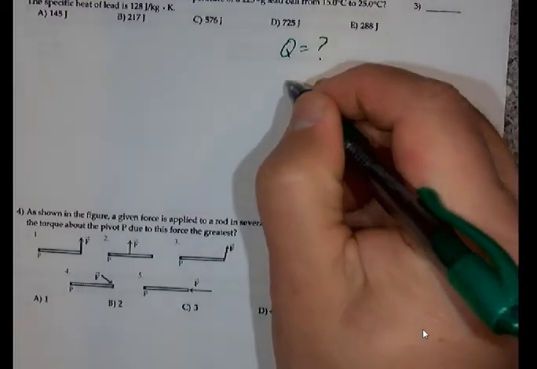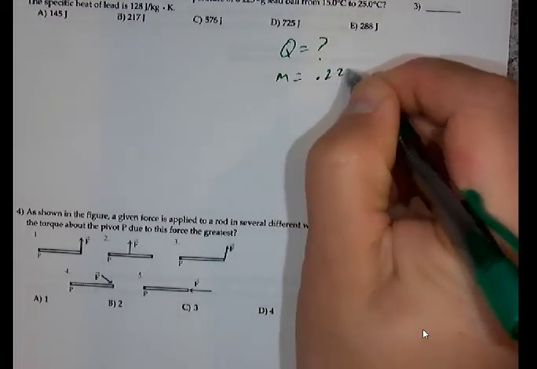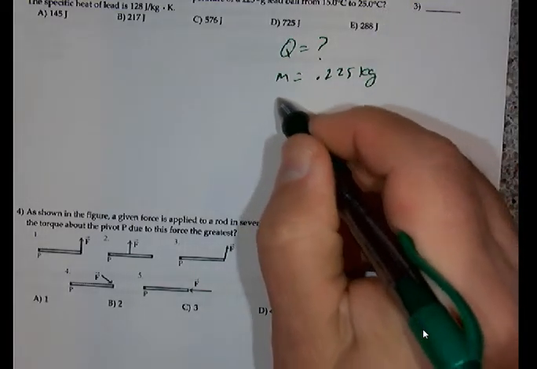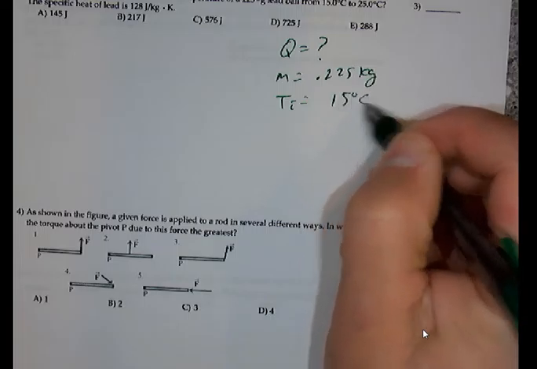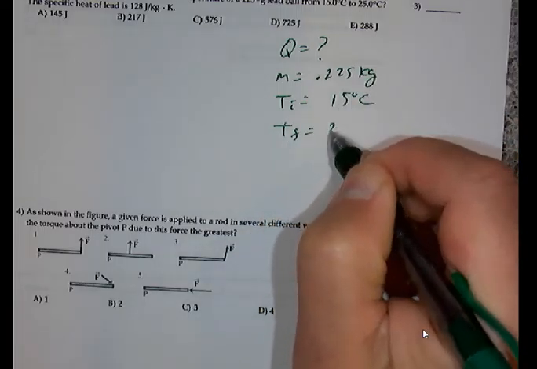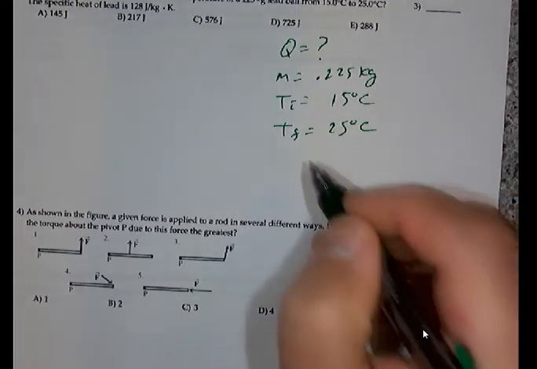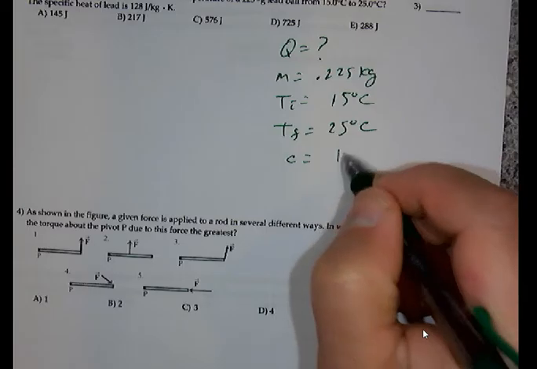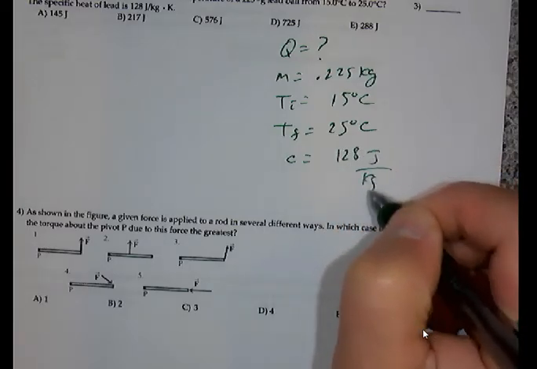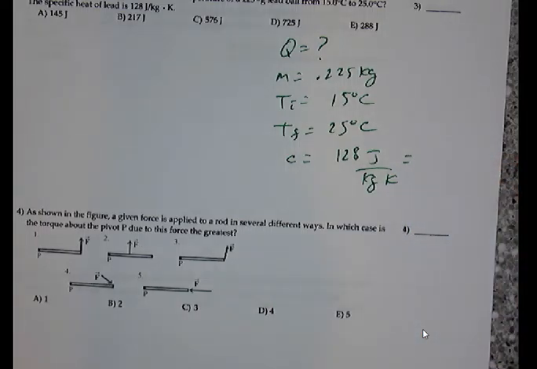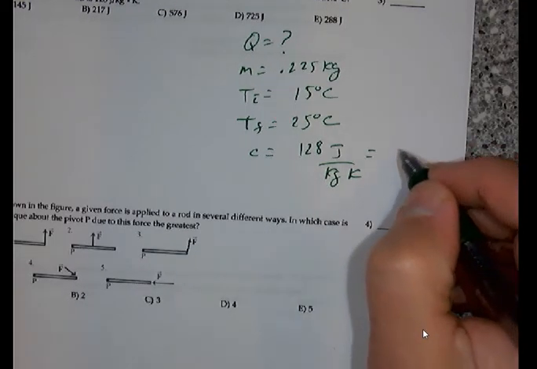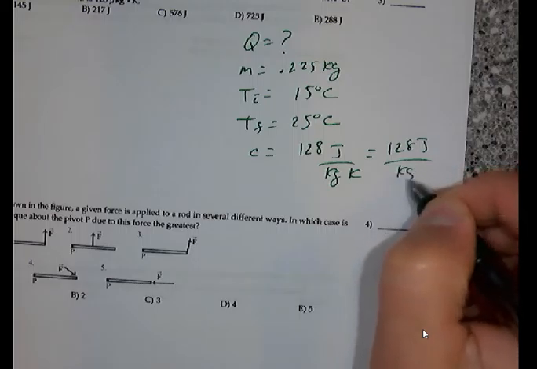Okay, moving on to the next one. How much heat is required? Heat is Q. How much heat is required to raise the temperature of 225 grams, so 0.225 kilograms, from an initial temperature of 15 degrees Celsius to a final temperature of 25 degrees Celsius? We're told that the specific heat of lead is 128 joules per kilogram Kelvin. Now remember, a 1 degree change in Celsius is the same as a 1 Kelvin change in temperature. So this is also equal to joules per kilogram per degree Celsius.